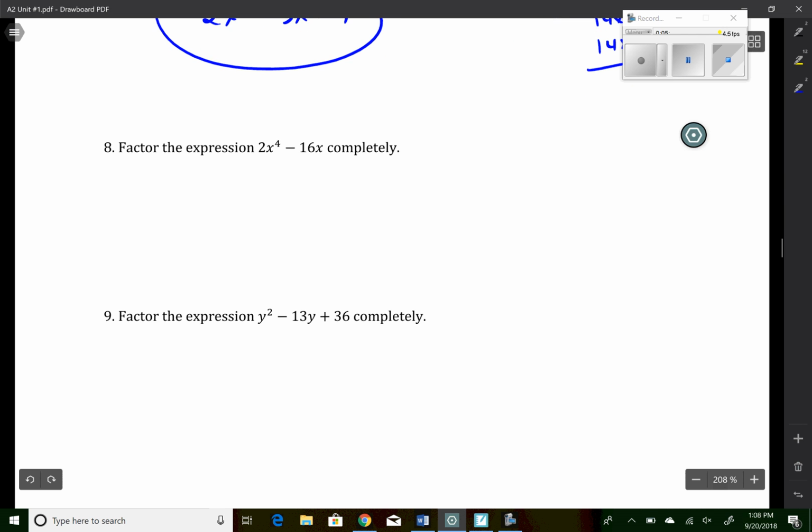Next one says factor completely. GCF is 2x, leaving us with x cubed minus 8, which I can do difference of two cubes for. So that's x minus 2. Remember, it's always the same sign, x squared plus opposite sign, 2x plus 4.